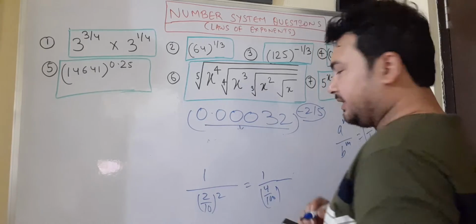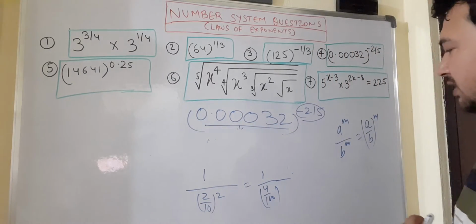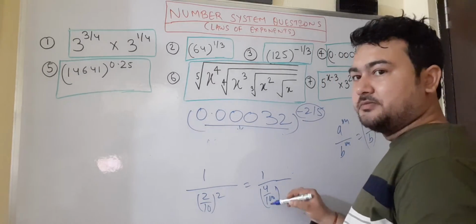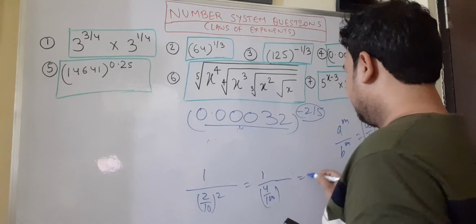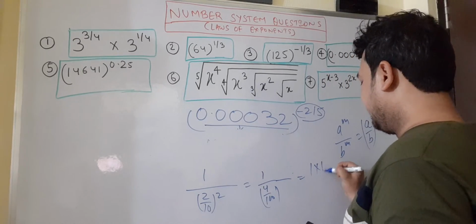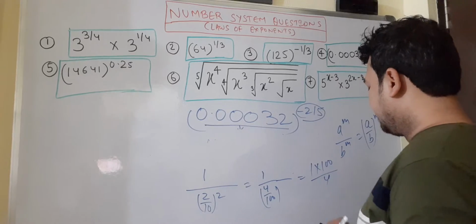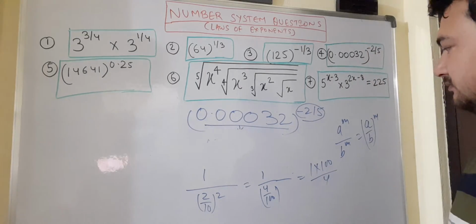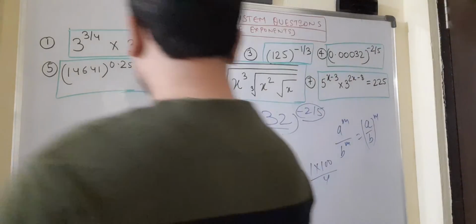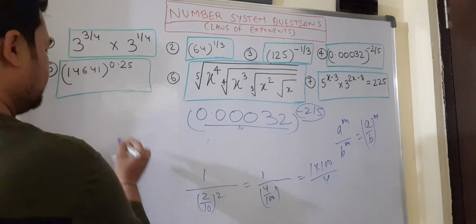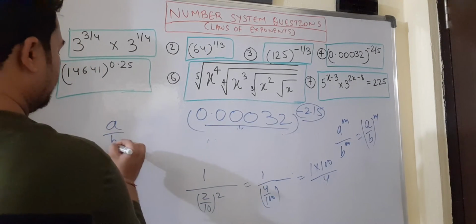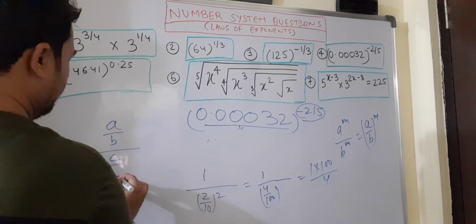One divided by 4 by 100, and denominator of denominator, it becomes numerator. So 100 will come in numerator, 4 will remain in denominator. Why does this denominator of denominator come in numerator? See, we have something like this.